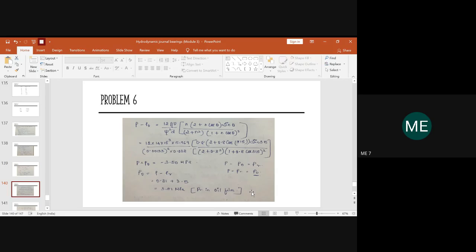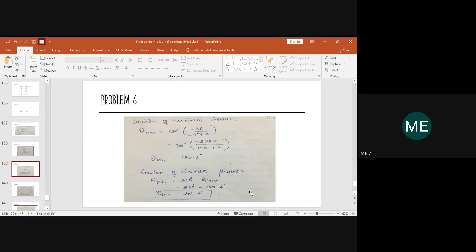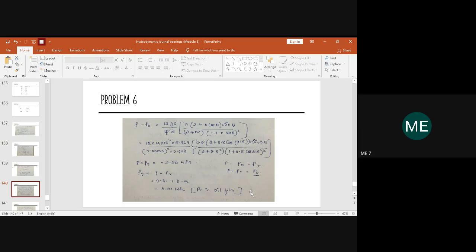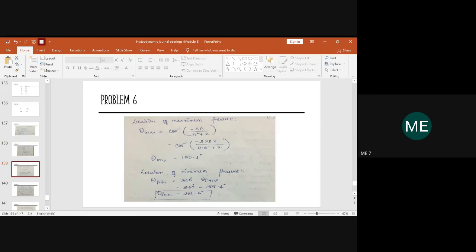And why we are calculating theta max and minimum is that in this pressure equation, you need to know the value of theta also, right? So before using the equation, you need to find out theta max and theta minimum. The location where the pressure will be maximum and where it will be minimum can be determined by this equation.